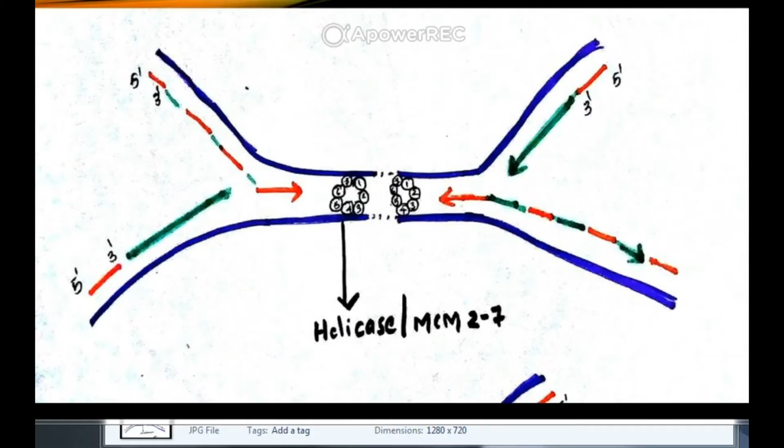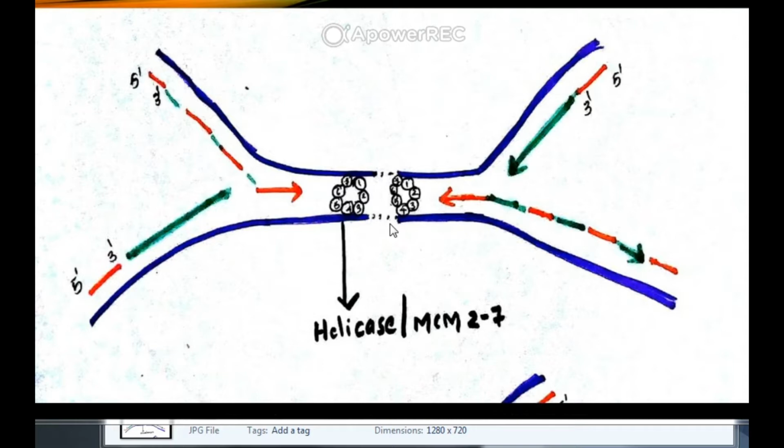Eukaryotic DNA is linear. You can see in this diagram that the two strands are running in opposite directions: one is running in the 5' to 3' direction, and the other in the 3' to 5' direction. Most of the time, replication forks are terminated when two replication forks encounter each other, and that is where replication is terminated.